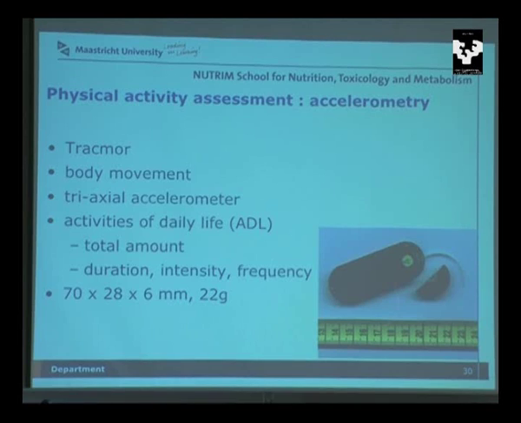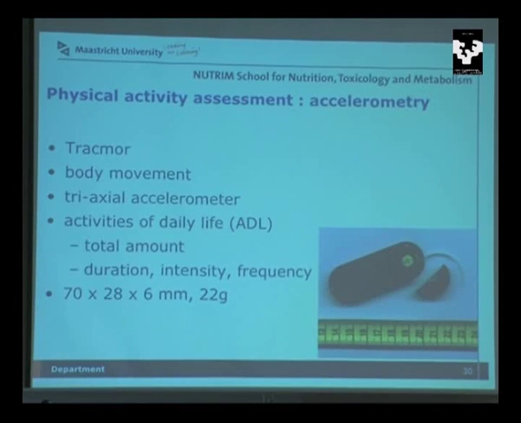And the advantage of using such a device is that it gives you a total amount of physical activity over a week or over 2 weeks, as long as you want to wear the device. But it also gives you some more information about the physical activity pattern, because it's telling me when somebody has been moving, how intense the movement has been, for how long he has been moving. So you get a little bit more information than by just using doubly labeled water, for example. And these devices are very small and very lightweight, so they don't really bother you when you're wearing them.